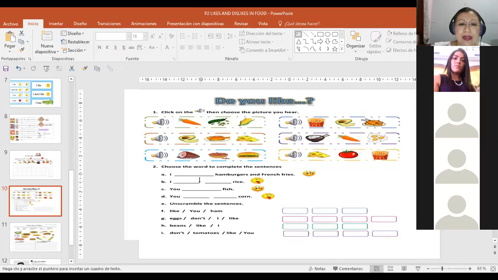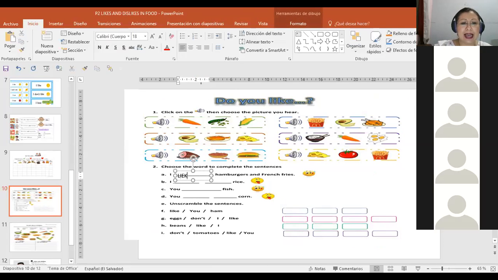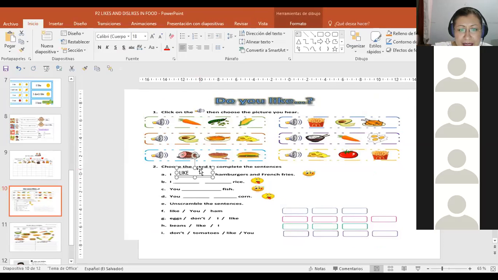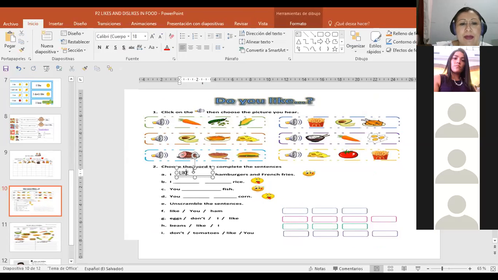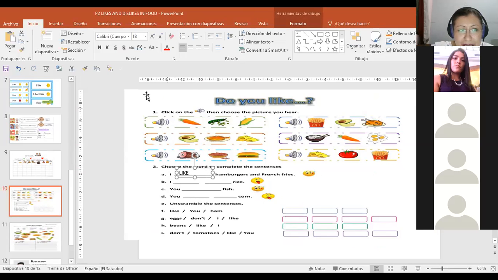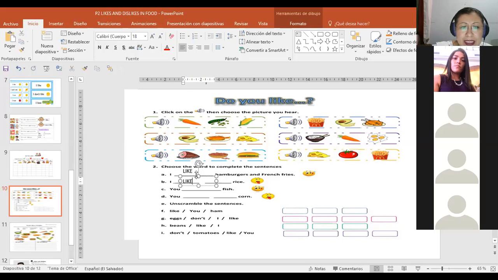I like hamburger and french fries. Okay, I like. Hamburgers and French fries. Ajá, podría ser I love también, ¿verdad? Ok, very good. Supongamos que es like, ¿verdad? Porque pensemos que es algo un poquito más neutral que love. Veamos la siguiente carita. Rice. ¿Cuál creen que debería de ser la respuesta según la expresión facial? I don't like. Very good. I don't like.